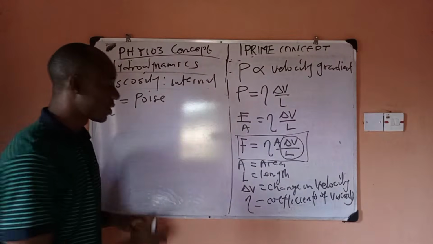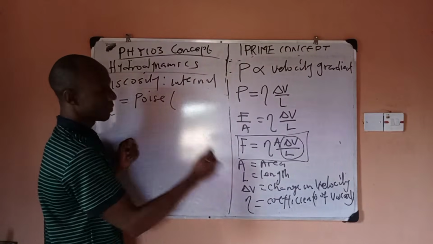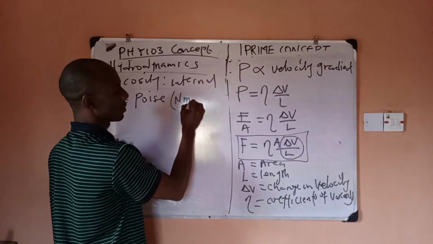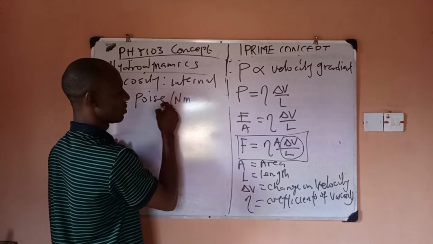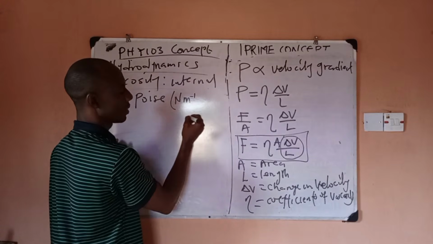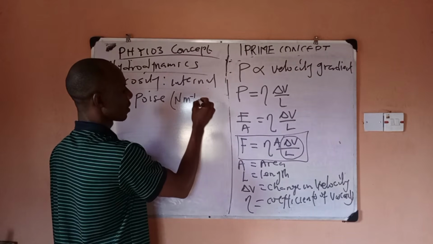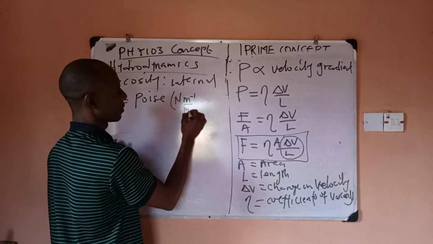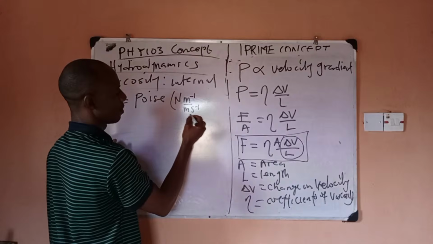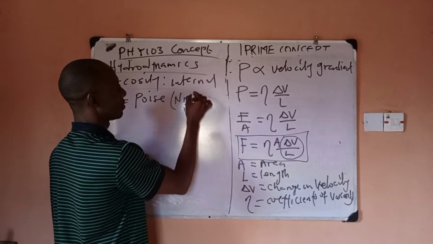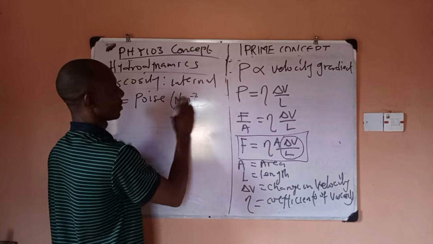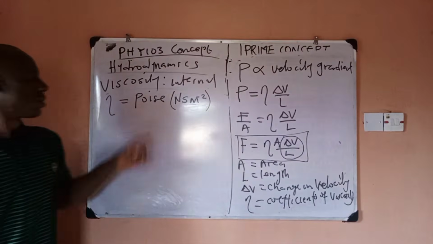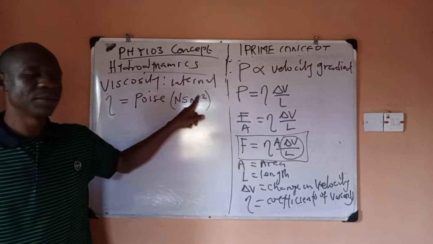The unit of viscosity is simply going to be, let me write it. This is Newton, so it's going to be Newton meter over meter square, so Newton per meter over meter per second. So Newton per meter square, Newton second per meter square. So verify it: the unit of viscosity is Newton second per meter square.